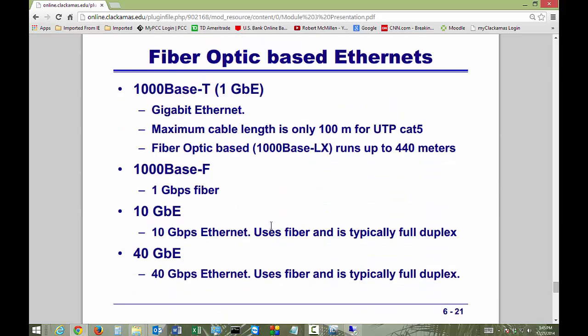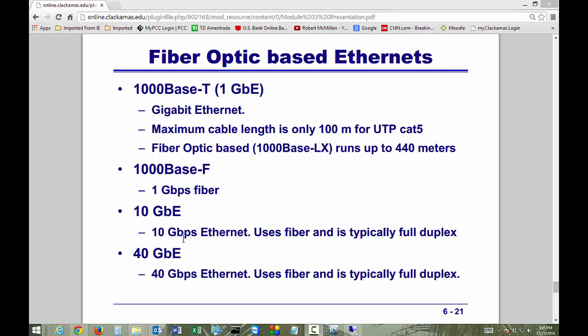Fiber optic based Ethernets. So 1,000 base T, gigabit Ethernet. Maximum cable length is only 100. Well, actually, this part here is not going to be fiber. This just kind of bled over from the previous slide. So this is still going to be using the Cat-based Ethernet cables. Maximum cable length, again, is 100 meters for Cat5. The fiber optic based runs 440 meters. 1,000 base F, 1 gigabit fiber. So you can really get some good speed there. But again, it is fiber when you see the F.